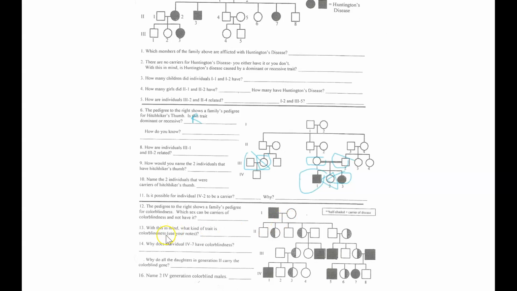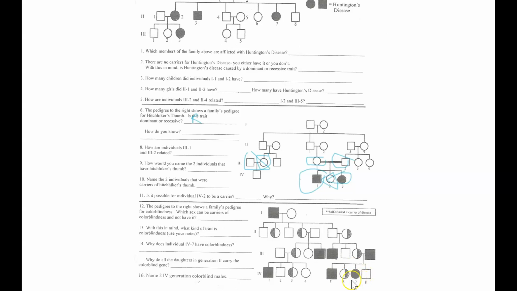Okay. So with this in mind, number 13, what kind of trait is color blindness? Use your notes. Okay, so we know this when it affects only females or males. We talked about sex-linked inheritance. Okay, this kind of trait is a sex-linked recessive trait. Number 14, why does individual 4-7 have color blindness? Right over here, this is a female, and why does she have color blindness?